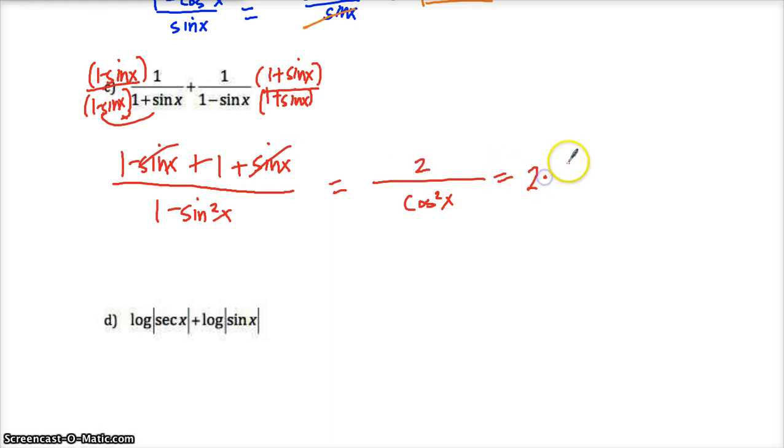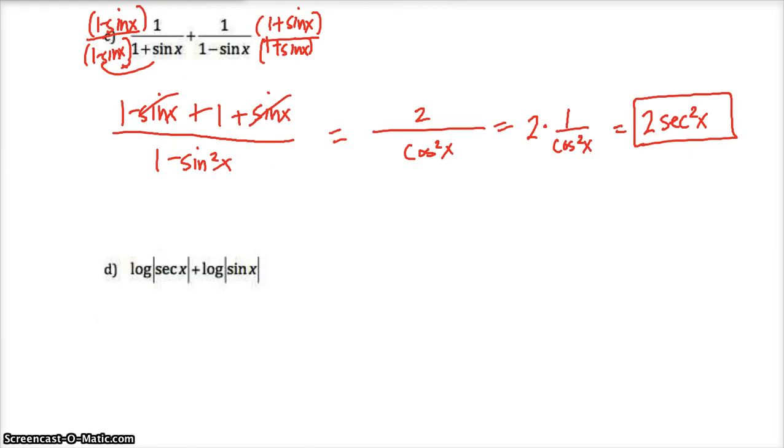Well, that's the same as 2 times 1 over cosine squared x. And what is 1 over cosine squared x? Well, that's just the same as secant squared x. So my final simplified answer is 2 times secant squared x.